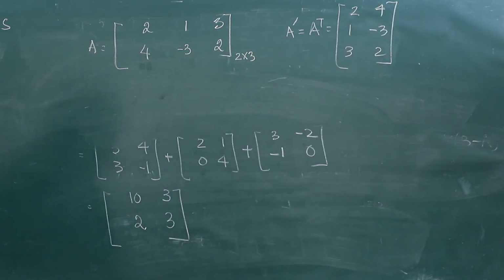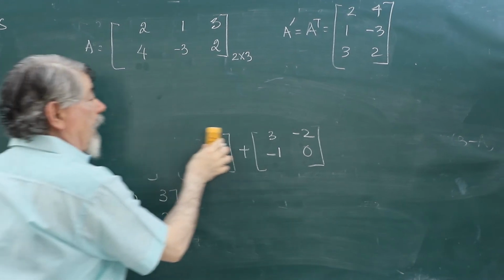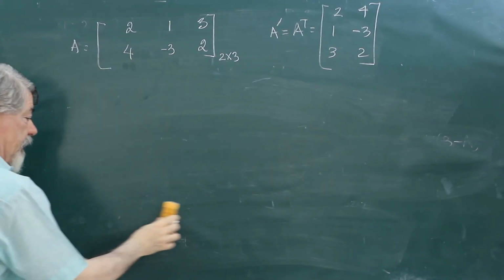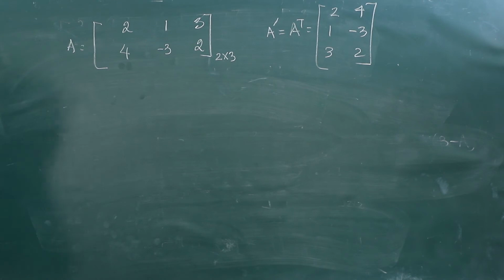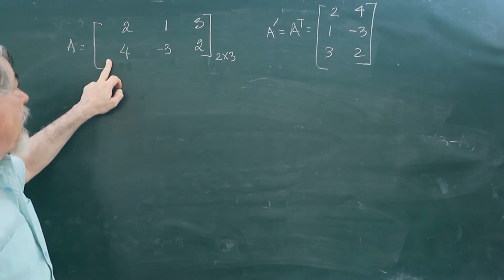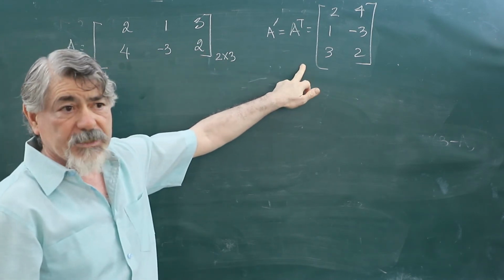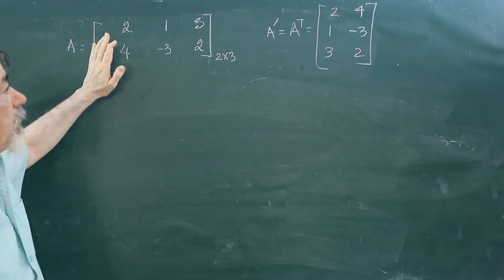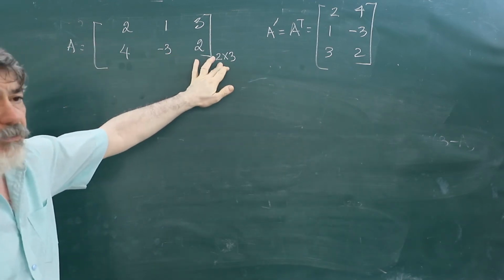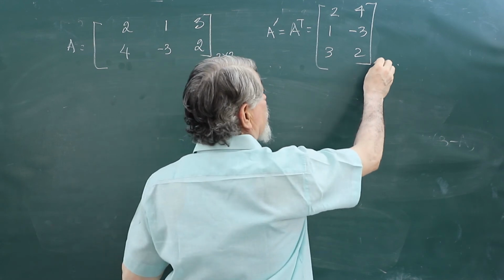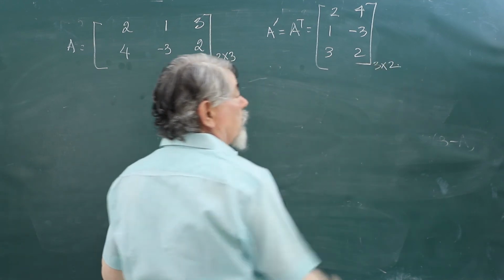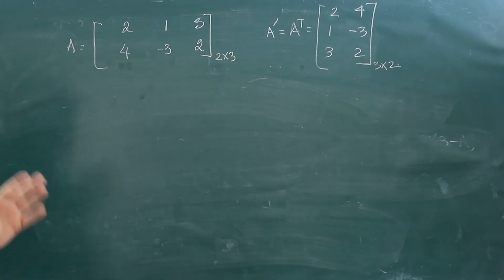Now it is not possible for us to add A and A^T. We cannot add or subtract. We cannot add A to the transpose of the matrix because here the order is 2 into 3, but here the order is 3 into 2. So the order of the matrix A and A^T are not the same.